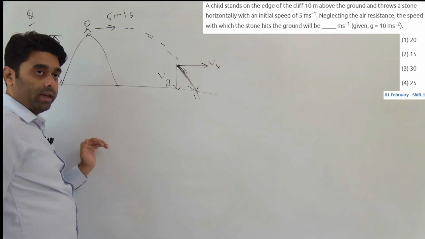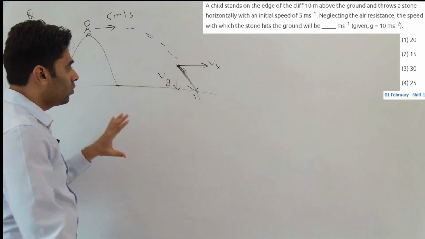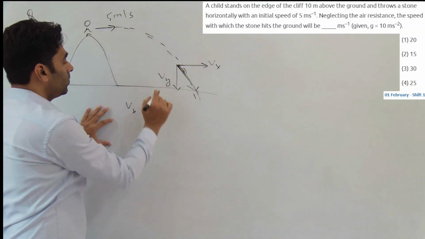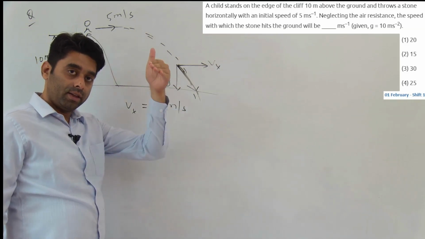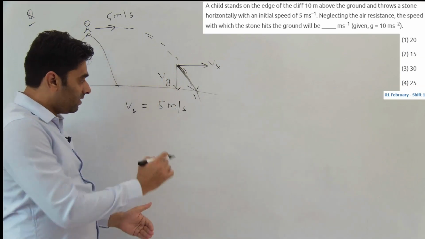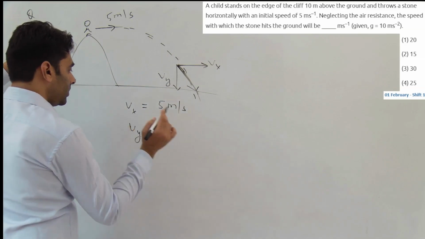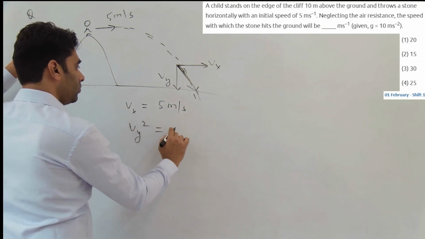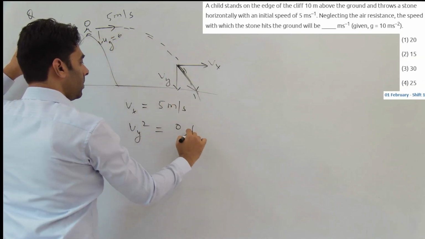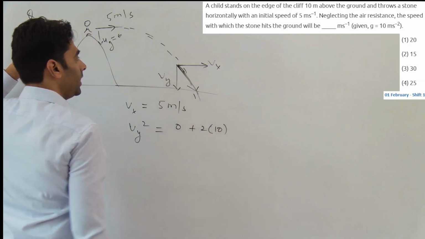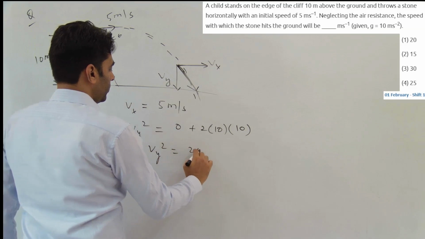Now, in horizontal direction, there is no acceleration. That means there will be no change in velocity. So horizontal velocity Vx remains to be 5 only. No problem with this. But in vertical direction, there is acceleration and there is your motion under gravity. So if we have to find out Vy value, using third equation of motion, V square is equals to U square. Initially in y direction, Uy is 0. So 0 plus 2 into 10, that is G, into S. How much it is? 10 meter. So we get it. Vy square is equals to 200.